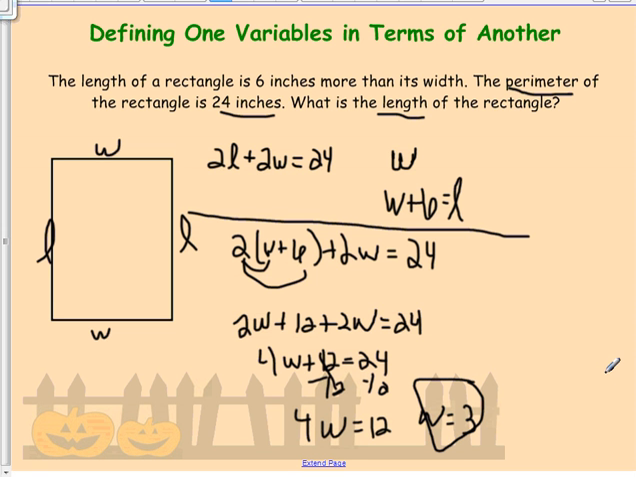Okay, now you need to be careful. The original question says, what is the length of the rectangle? So we know the width, but we know that the length is 6 inches more. So if we were to take 3 plus 6, our actual answer is going to be 9. Alright, so our length will be 9. Okay, so it's all about finding the formula or defining variables for different things. So we knew our length was going to be the width plus 6. We knew the width was just going to be W from the information they gave in the problem above.